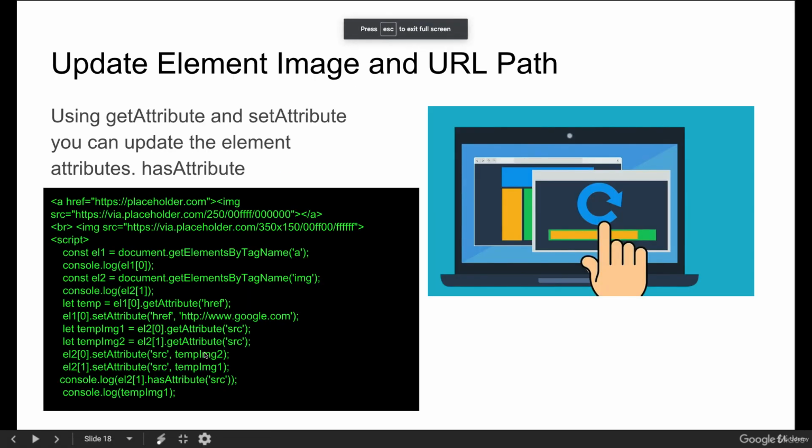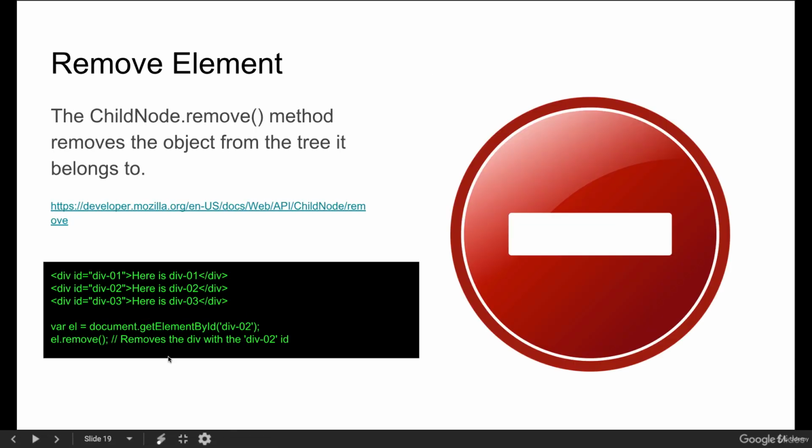You can also update an element image and a URL path. So we've got an example here. Since we can get the attribute, and the attribute for the element is the href, we can update the href with a new value. We can also get the image source and update the image source with a new value. So there's quite a lot that we can do when we're getting and setting attributes. You can also remove an element from a page by using the remove method. So selecting the element that you want to remove and then specifying remove will remove the element from the page.